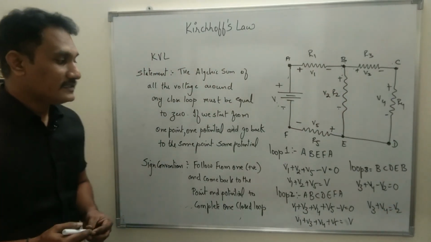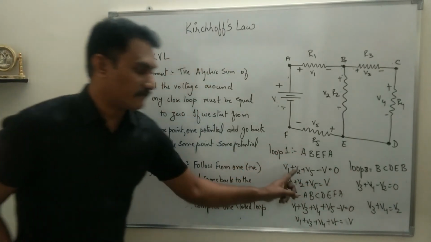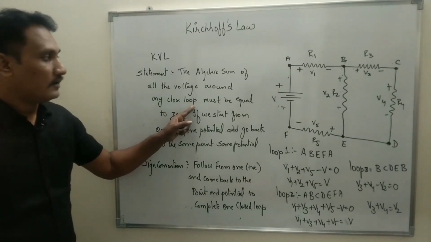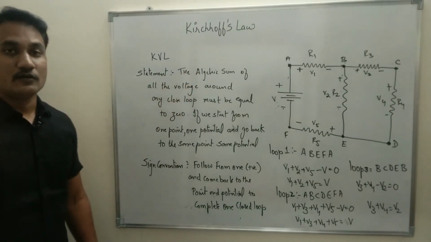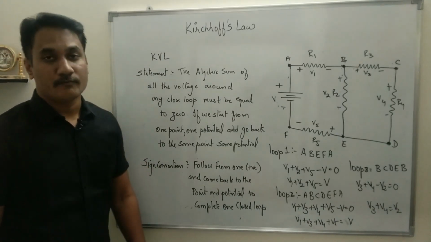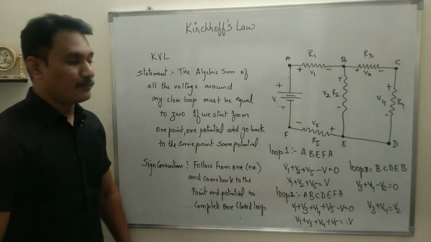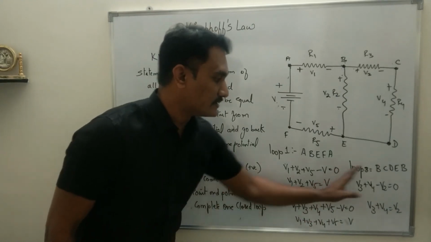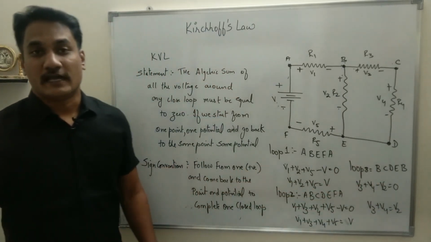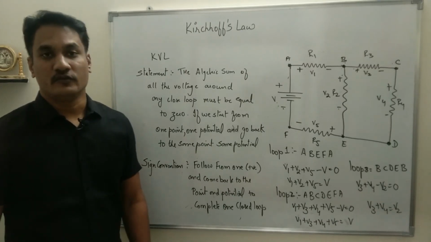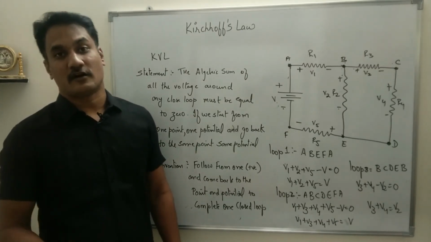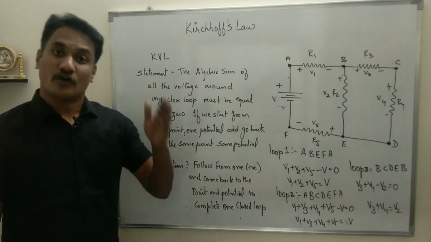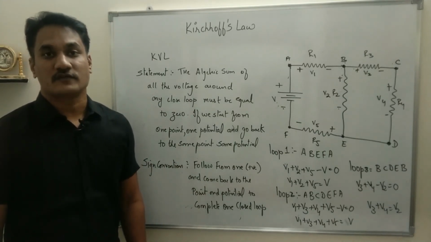So in all these three equations, the first equation signifies Kirchhoff's voltage law. The algebraic sum of all the voltage around any closed loop must be equal to 0, starting from one potential and going back to the same point, same potential. If such equations are generated, and if you know the values of voltages around any particular closed loop, you can easily calculate the voltage drop around the other closed loop. That is the advantage, and the objective, of understanding Kirchhoff's voltage law.